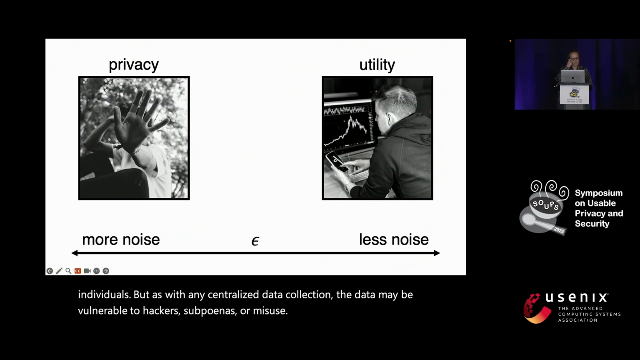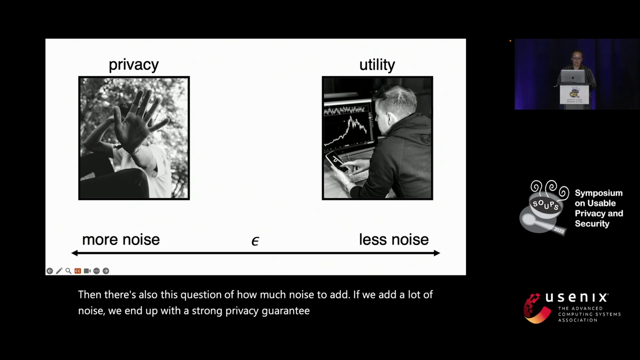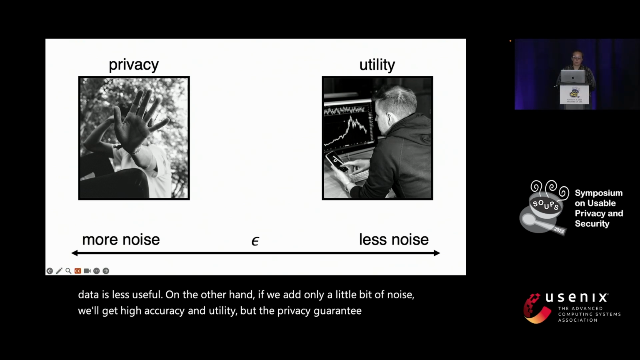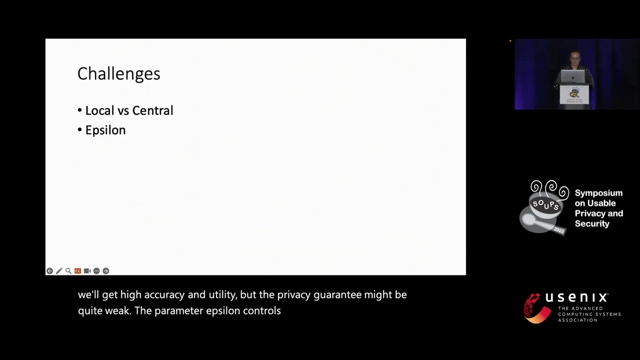Then there's also this question of how much noise to add. If we add a lot of noise, we end up with a strong privacy guarantee but poor accuracy, so our data is less useful. On the other hand, if we add only a little bit of noise, we'll get high accuracy and utility, but the privacy guarantee might be quite weak. The parameter epsilon controls this trade-off.